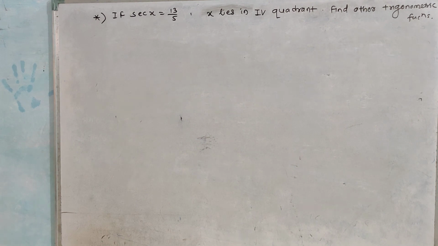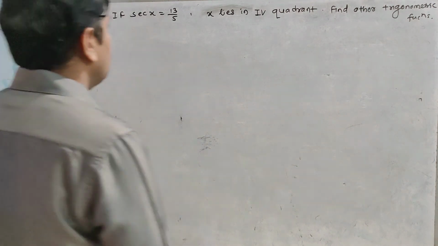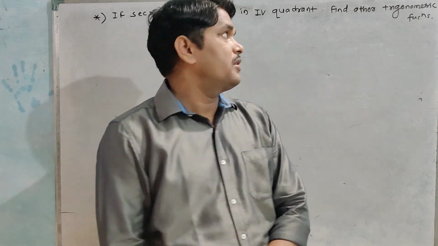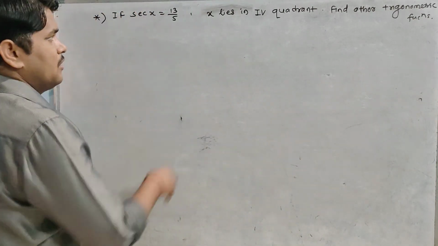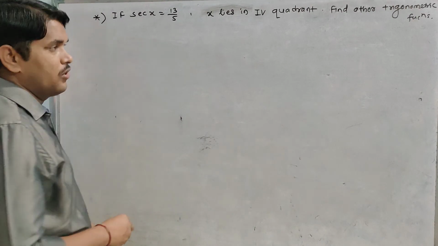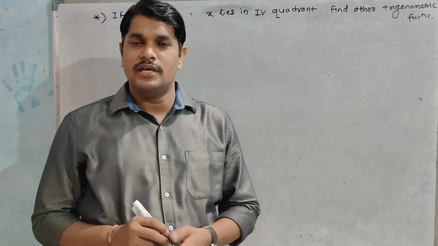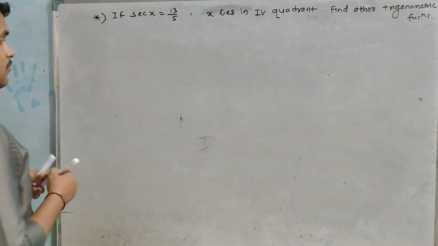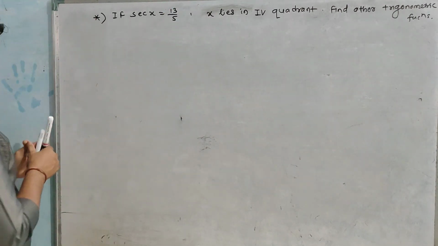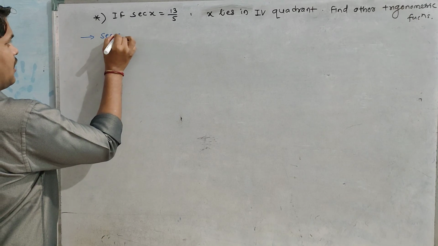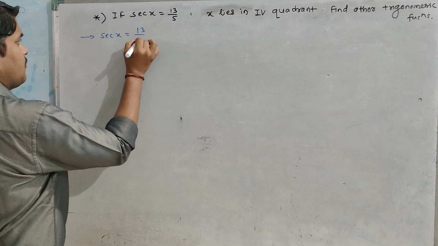Next one. If sec x is equal to 13 upon 5 and x lies in the fourth quadrant, then find the other trigonometric functions. Since x lies in the fourth quadrant, cos and its reciprocal sec are positive. Already x is given in the fourth quadrant, so we start with the given, that is sec x, which is equal to 13 upon 5.